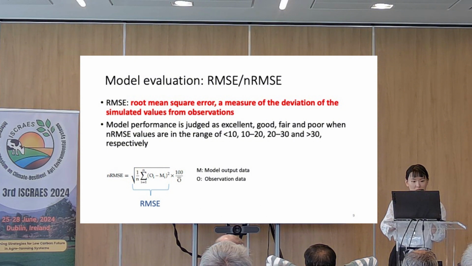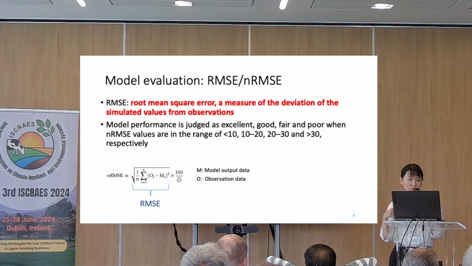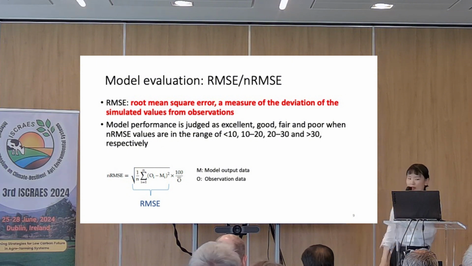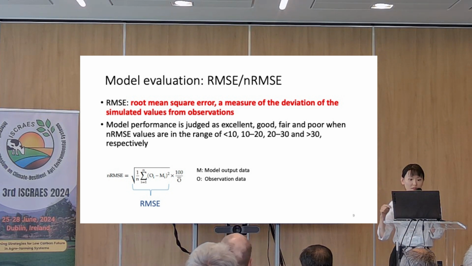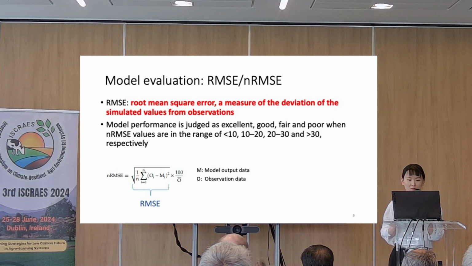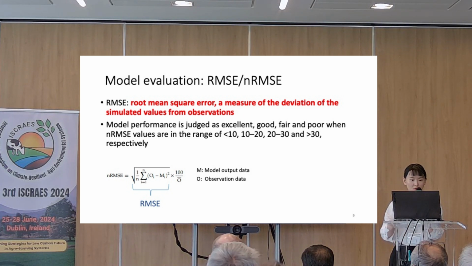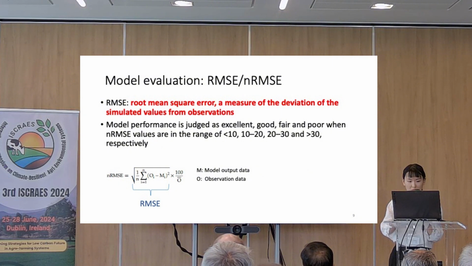To judge whether the model performance is good or not, we use, for example, RMSE or NRMSE. As you can see, this is the equation. According to articles, people say that if the NRMSE is lower than 10, we can say it's excellent, 10 to 20 good, 20 to 30 fair, which means the smaller the number is, the better the performance.